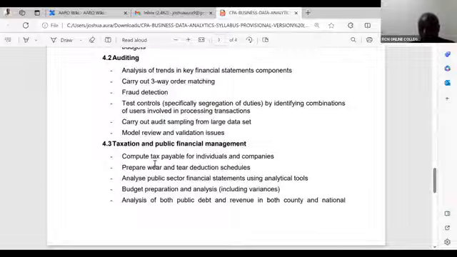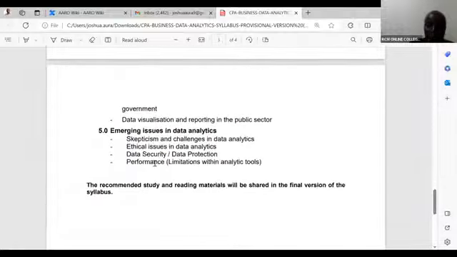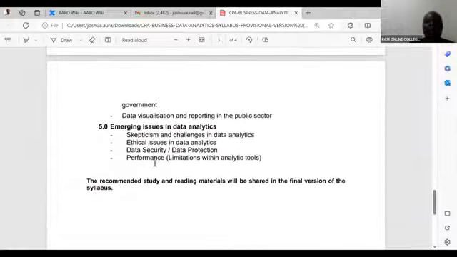Prepare wear and tear deduction schedules, analyze public sector financial statements using analytical tools, budget preparation analysis, including variances, analysis of both public debt and revenue in both county and national governments. And then we have data visualization reporting in the public sector. Great. Emerging issues in data analytics, skepticism and the challenges in data analytics. You can't just go and get data and then start relying on it. You have to be skeptical.